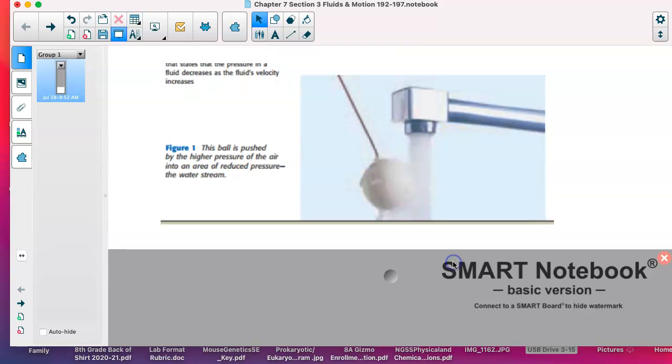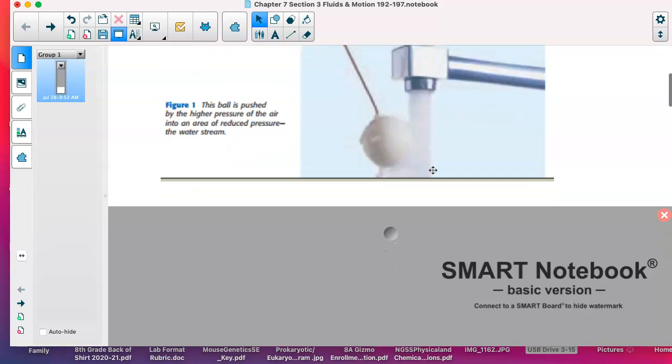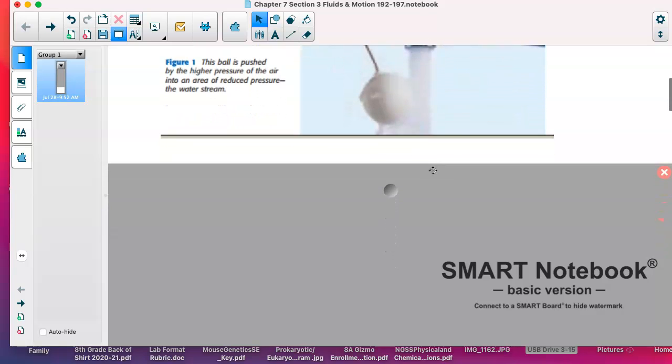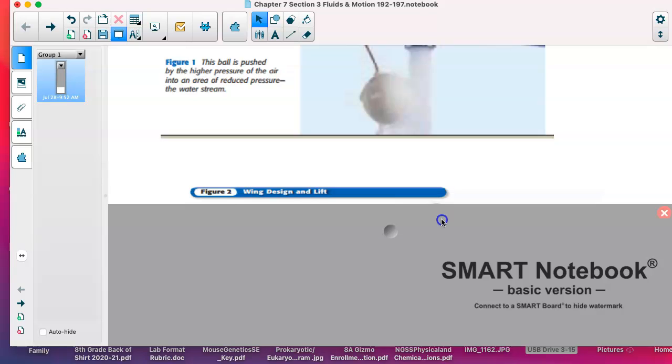So if we were in school, I would be able to show you this at our sink. If you put a ball on a rope by flowing water, the ball is going to be pushed because the air is at a higher pressure regularly and the water pressure is lower. So remember, things flow from high to low, so it's going to look like magic, right? It's going to be tipped and hit into the water.